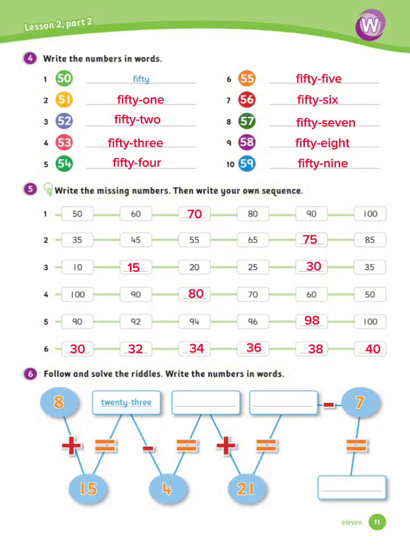Let's see the answers. 8 plus 15 equals 23. 23 minus 4 equals 19. 19 plus 21 equals 40. 40 minus 7 equals 33.